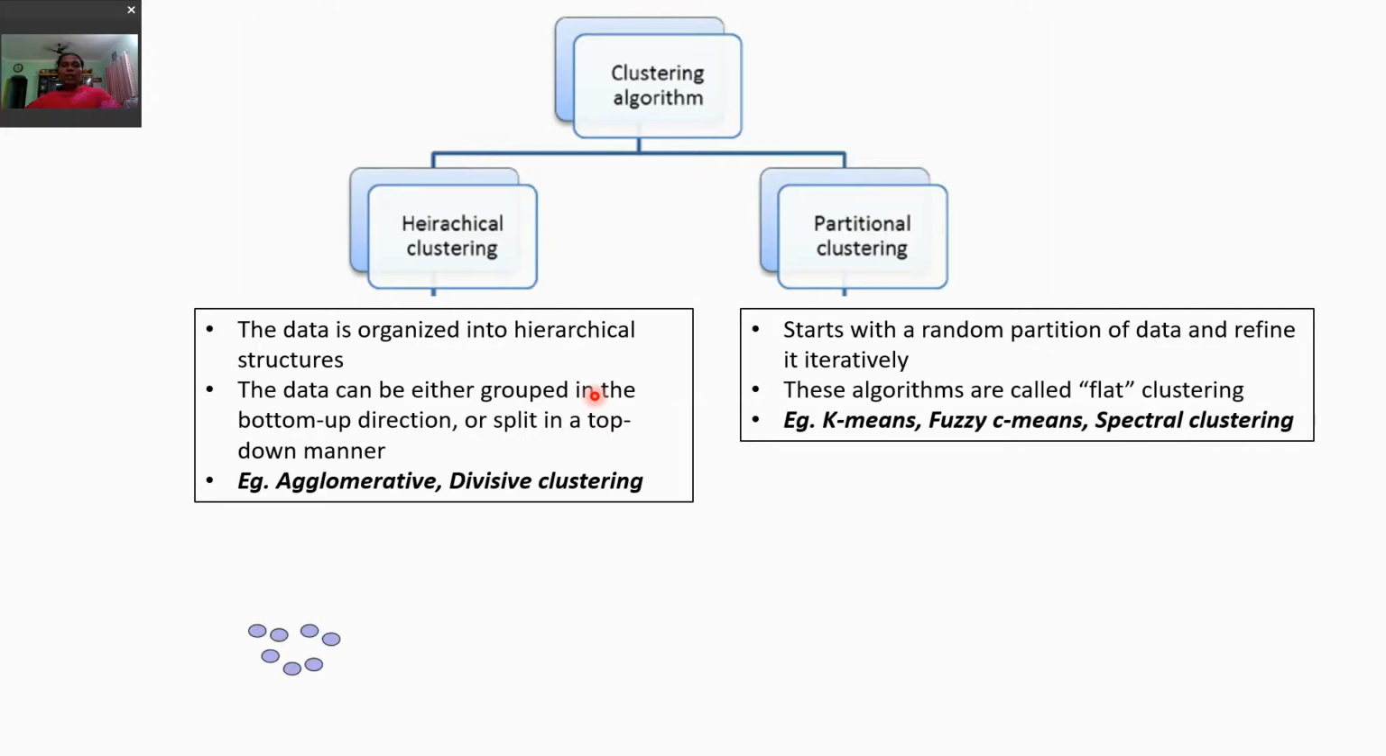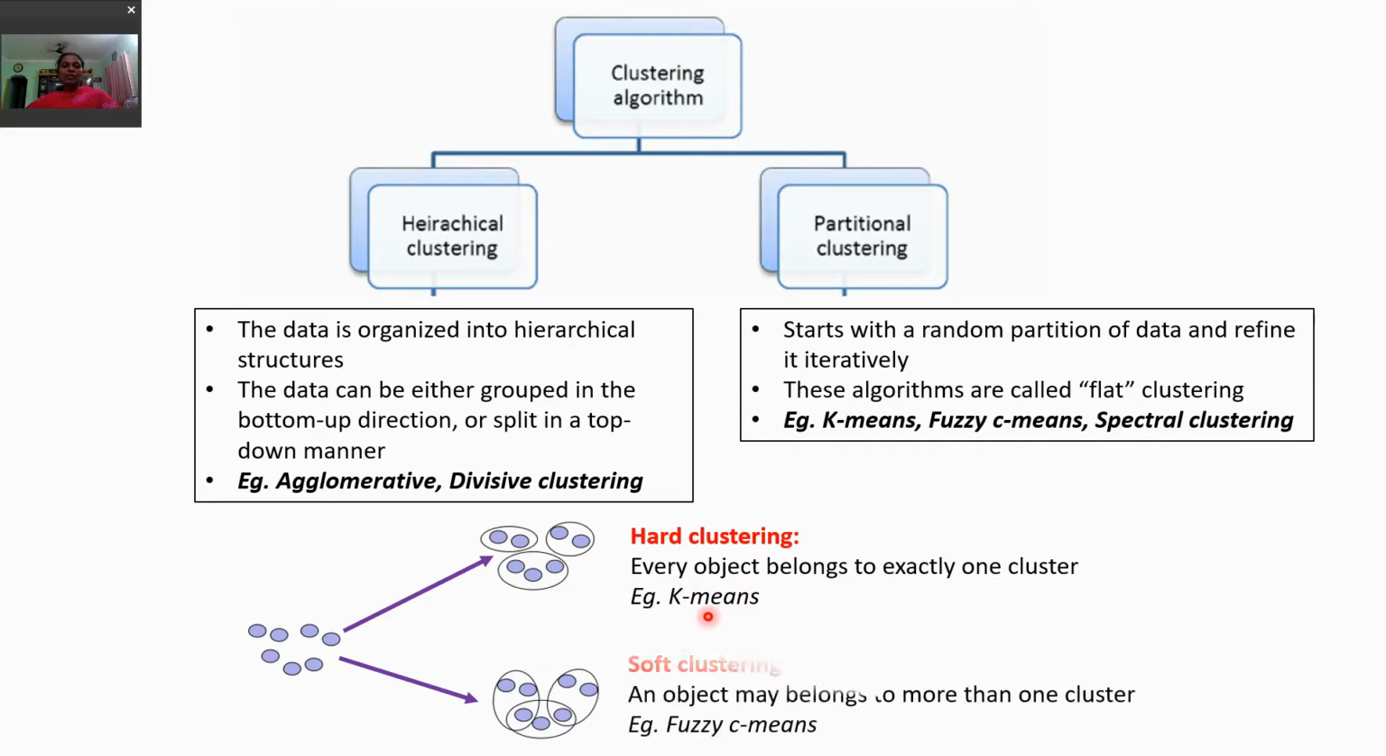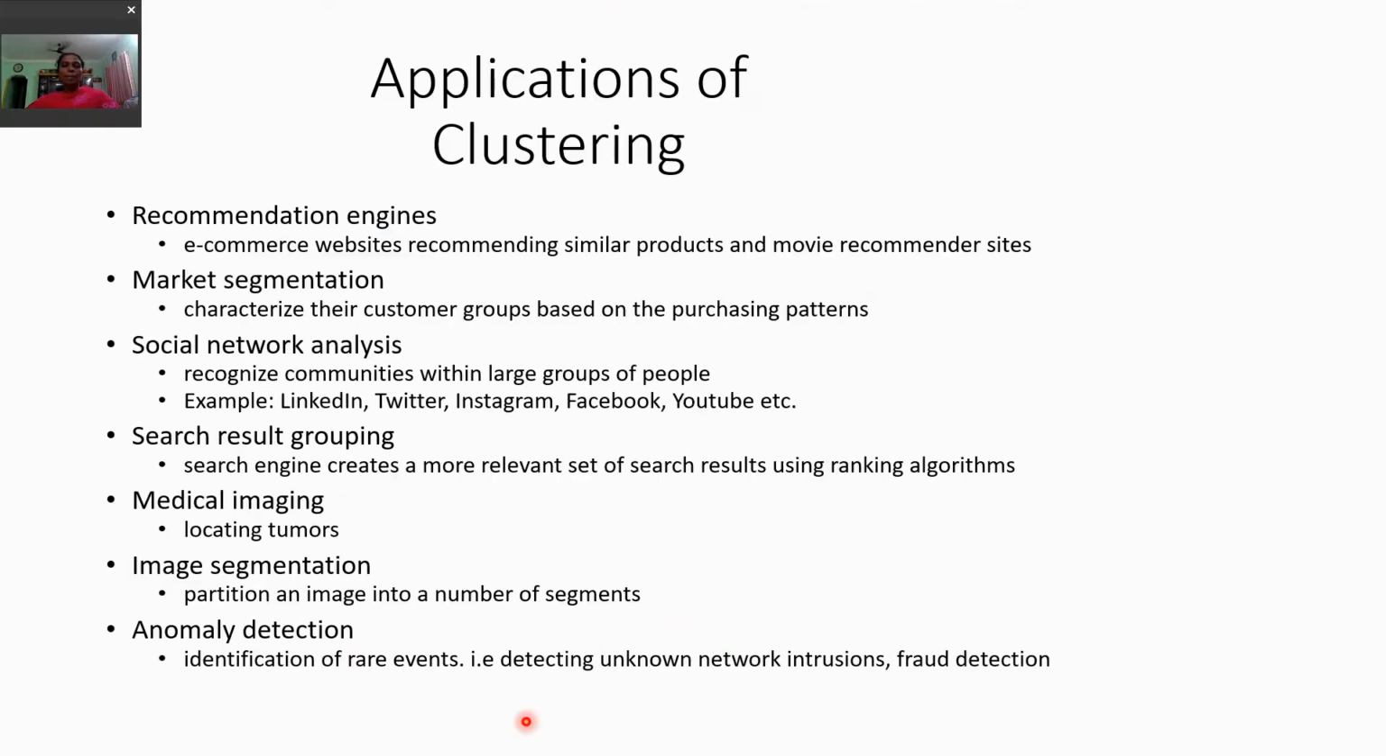Clustering can also be divided into hard clustering and soft clustering. Hard clustering means every object belongs to exactly one cluster. The example of this clustering is the k-means algorithm. Soft clustering means an object may belong to more than one cluster. Example is fuzzy c-means.